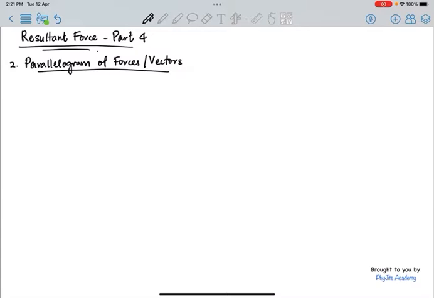In this lesson, we will carry on learning about how to find resultant force by using a parallelogram method. We have seen in our earlier lesson that we can find the resultant force by using the triangle of forces. In this case, we will be using a parallelogram. So what is a parallelogram?